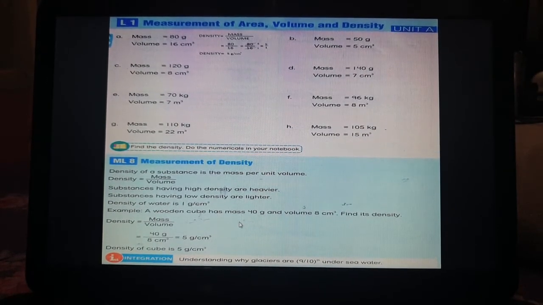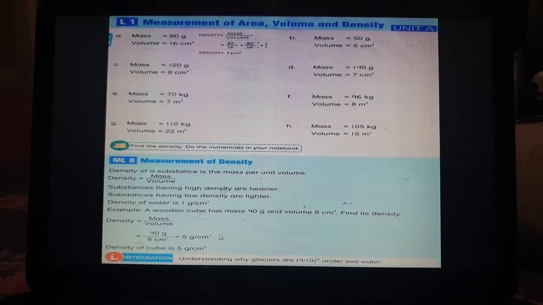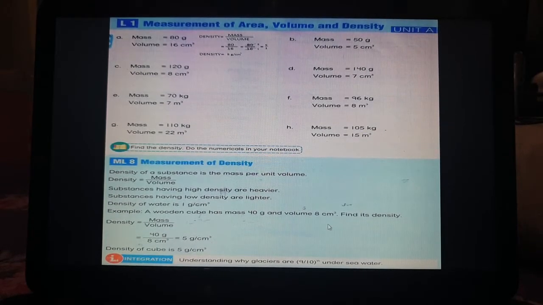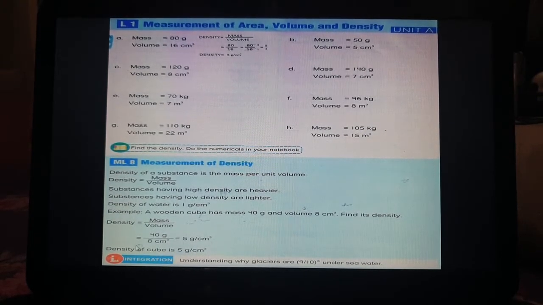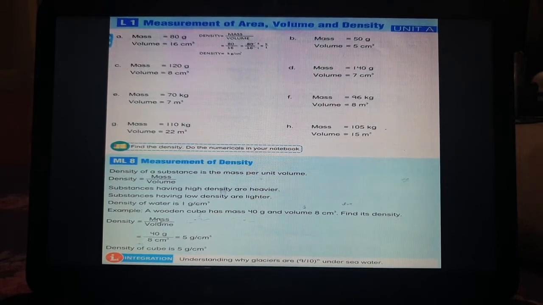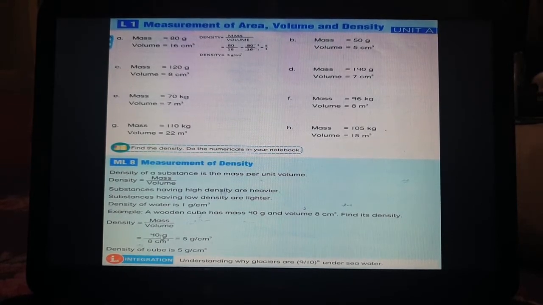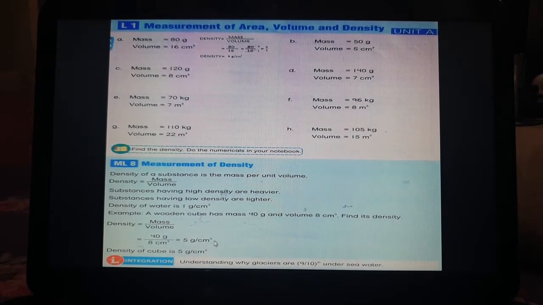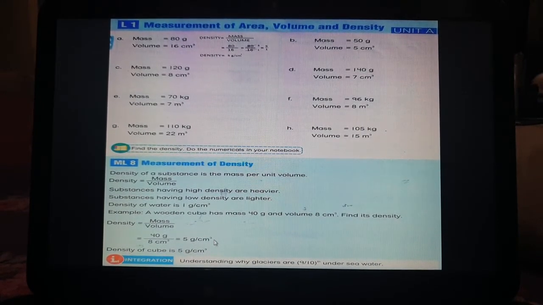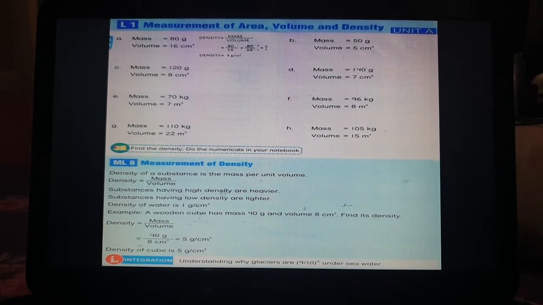Mass of the wooden cube is 40 grams. Volume of the wooden cube is 8 centimeter cube. Next you have to write the formula. Substitute the given values. 8 fives are 40. So 5 grams per centimeter cube. So this is how we are going to solve the numerical problems.